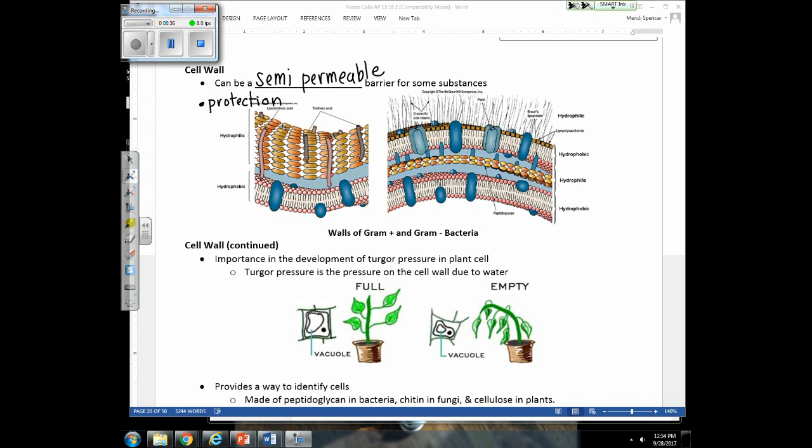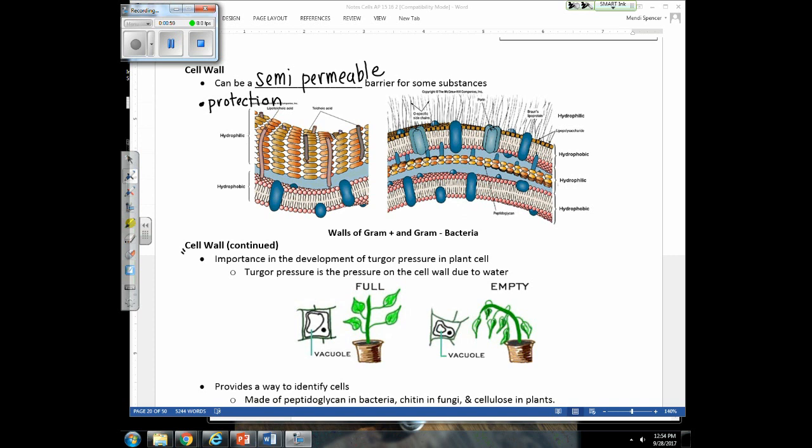Now, I know that we've said that the cell membrane primarily regulates what moves in and out of the cell, and that's true, but if you ever see any information that says that the wall is also a semi-permeable barrier, I just want you to know that that is correct information as well. So cell walls are important in protection.